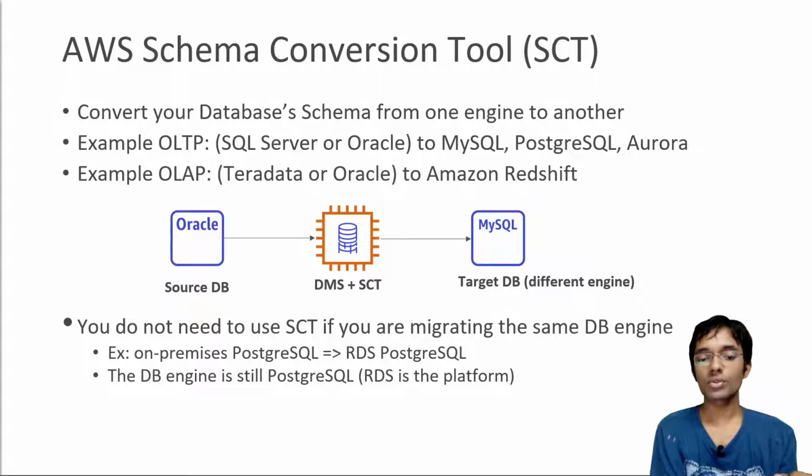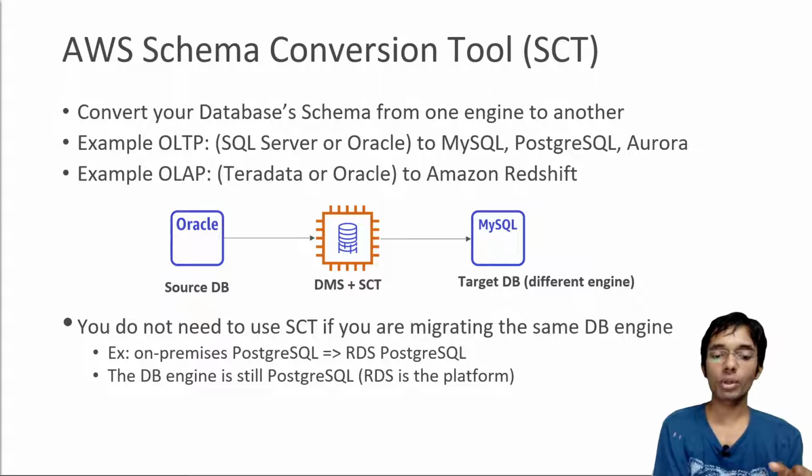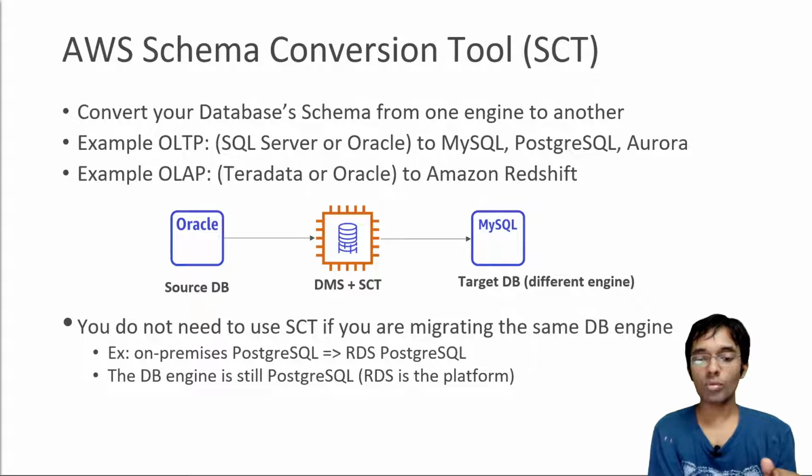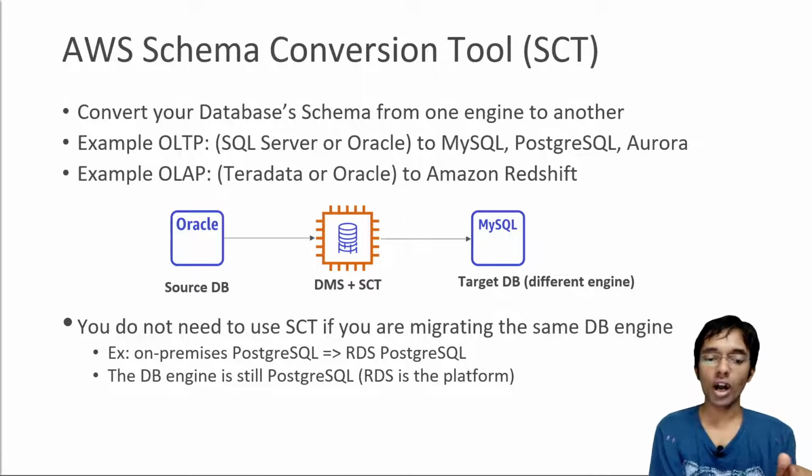For example, if you are doing on-premise PostgreSQL to RDS PostgreSQL, this is the same as the DB engine. It is still PostgreSQL, and RDS is just the platform. So if you remember, this migration from on-premise PostgreSQL to RDS PostgreSQL is called the replatforming type of migration.